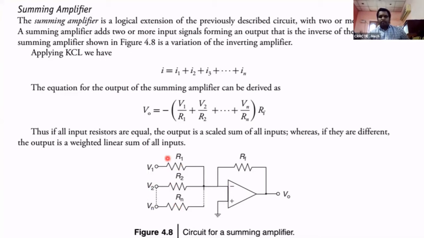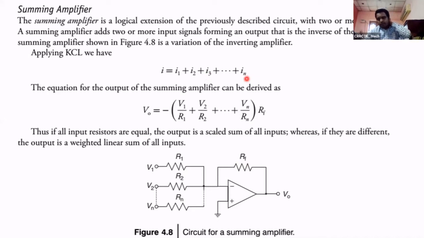Now the currents flowing through the input resistances are I1, I2, so on, In. All the currents meet at this node and move towards RF. The current flowing through RF is I, the summation of currents from all these branches. According to Kirchhoff's current law, the total current flowing through RF is I1 plus I2 plus I3 plus so on, In.